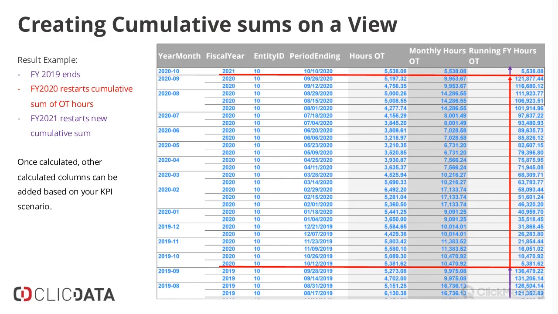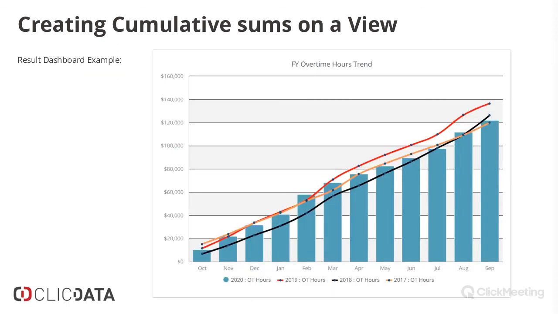As you can see with the resulting data, we'll calculate for fiscal year 2019. At the very bottom, we have a calculated rolling sum. When we flip over to 2020, we begin to recalculate that rolling sum all the way up to the end of 2020, and then start over again in 2021. Once you have that calculated, then you can use that within your dashboards based upon your KPI scenario. As an example, we're showing a dashboard where we're showing for 2020 how we compare to the previous years for overtime and that trend over those periods within the fiscal year.